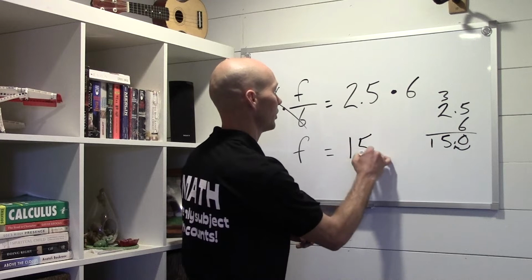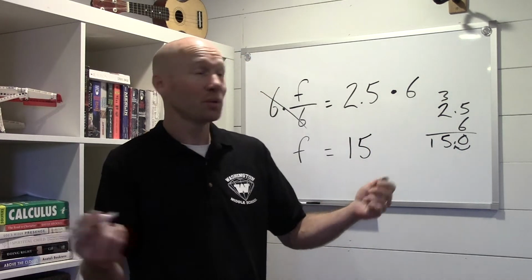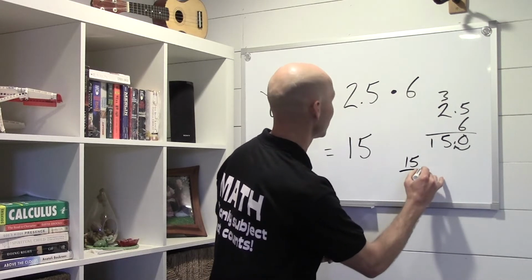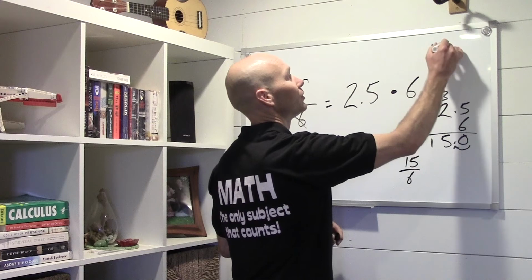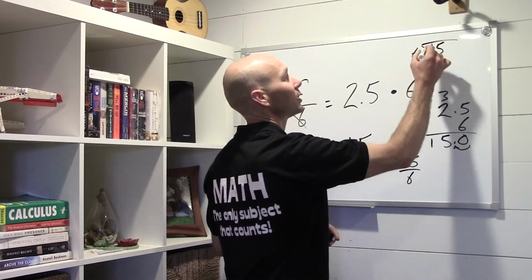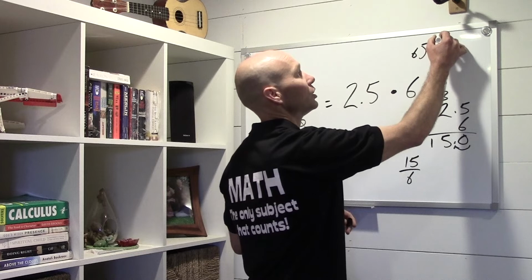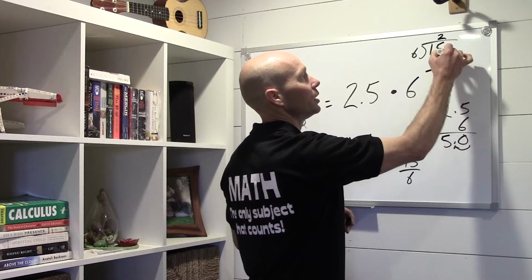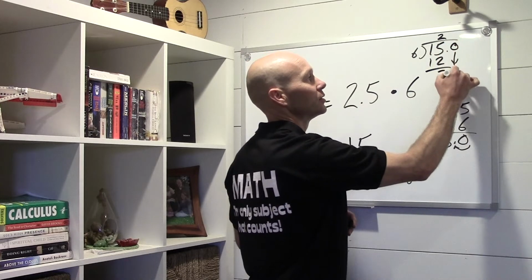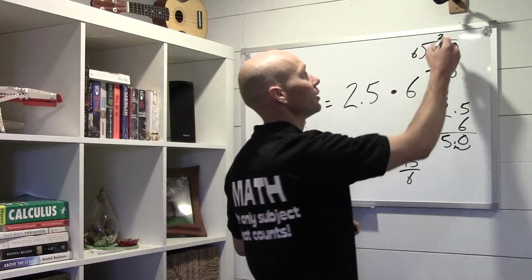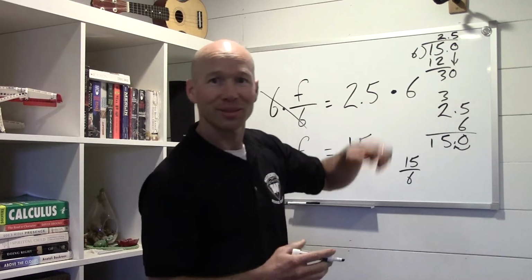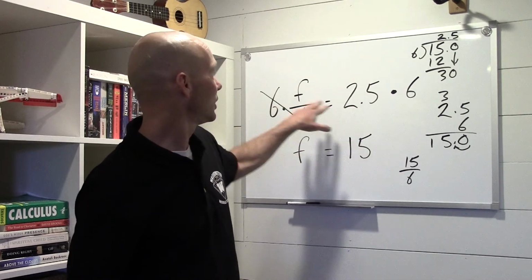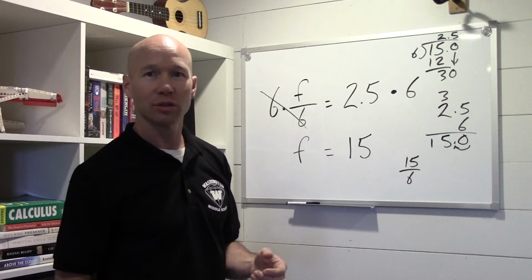F equals 15. And again, we can check our work. So 15 divided by 6. 6 goes into 15 2 times. 2 times 6 is 12. And we bring down the 3. I put in a decimal, bring down the 0. 6 goes into 30 5 times, and I've got 2.5 as my answer. 15 divided by 6 equals 2.5.